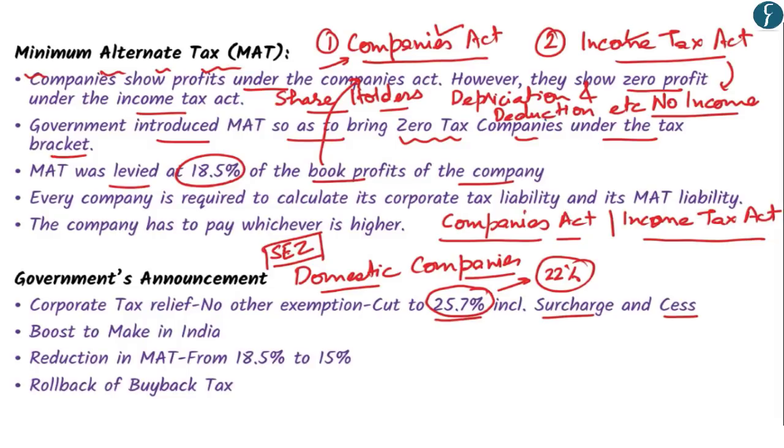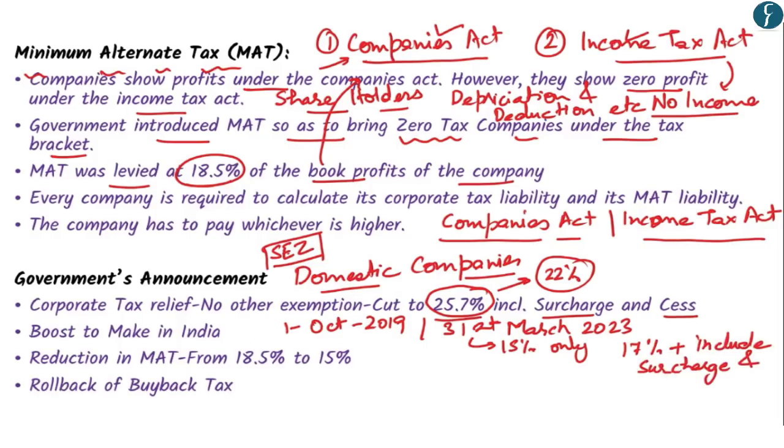Companies incorporated in India after 1st October 2019 and beginning production by 31st March 2023 will enjoy an even lower tax rate of just 15%. Again, the condition is the same: provided they do not avail any other incentives. The effective tax rate for these companies will be 17% only, and this will include surcharge and cess.